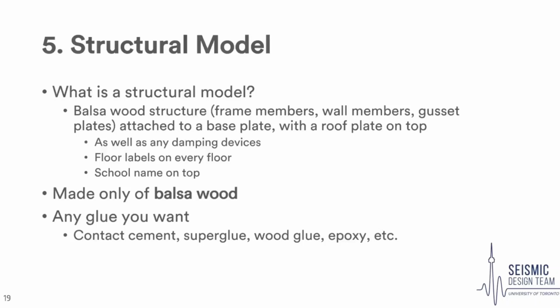It also needs floor labels at every floor, which is just a little piece of paper that says floor 1, 2, 3, 4, 5, and your school name on top. It can only be made of balsa wood other than any damping devices, so you can't use basswood or anything like that. But you can use any kind of glue you want. University of Toronto often uses contact cement, but also sometimes super glue. You can also use wood glue, epoxy, chemical anchor, Elmer's glue. There was one team that 2 years in a row used hot glue, which was really interesting, but not recommended.